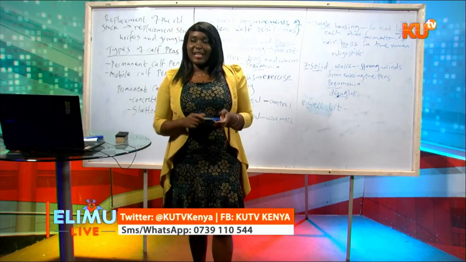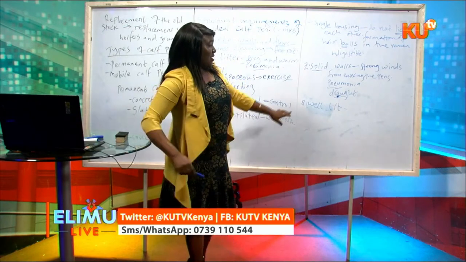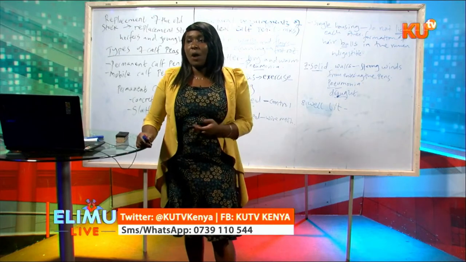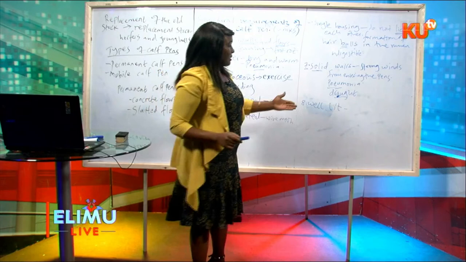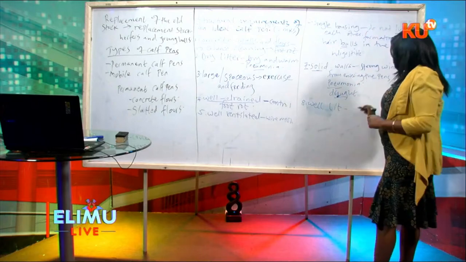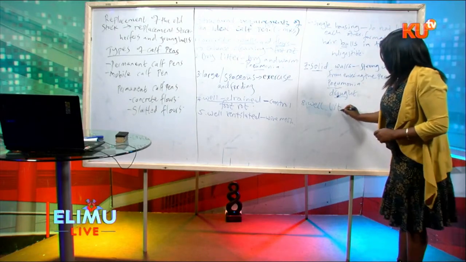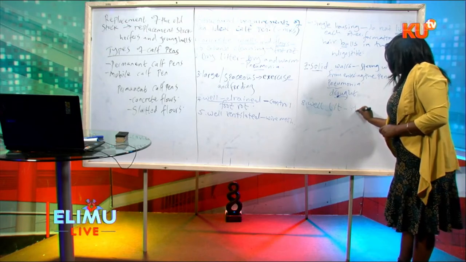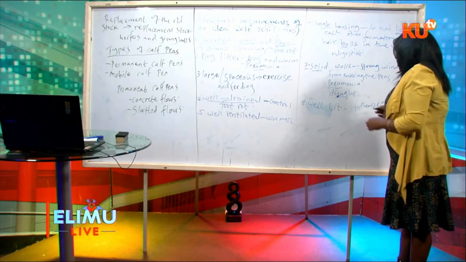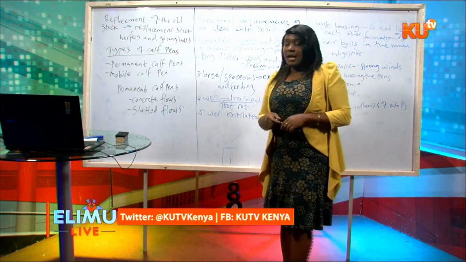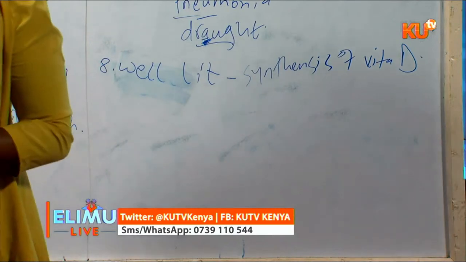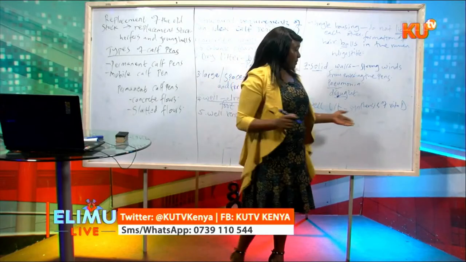And I would like to pose another question, a question on lighting. Why do we need our houses to be well lit? Why do we need light in our houses? Light in our houses makes it easy even for us to see. But in this particular case, light enhances synthesis of vitamin D in these livestock animals. And again, I would like to pose a question to which I'm expecting a response on the SMSs.